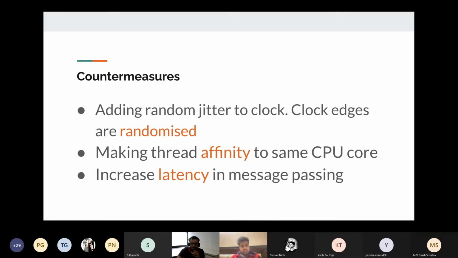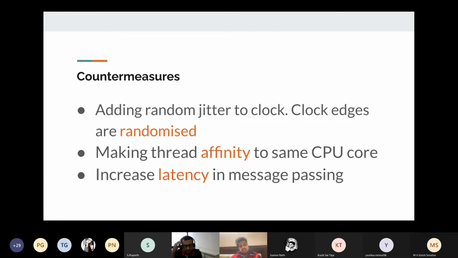Now some of the countermeasures. These help to prevent the resolution of the timers we have just discussed. The first step is to prevent the first two methods, clock interpolation and thresholding. What we did was randomize the clock. We add random jitter to the clock, so we are not able to do the interpolation step, because as the clock is randomized, it is not possible.